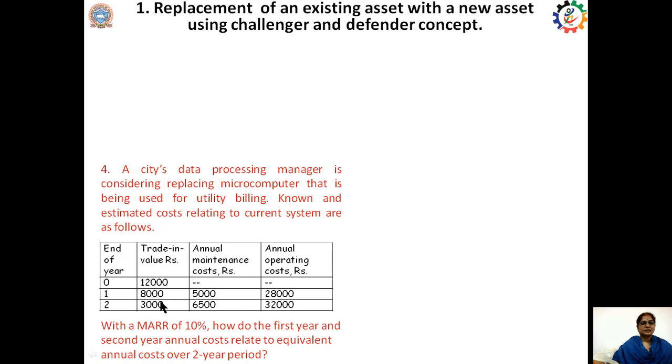But what are these trade-in values for first and second? Supposing the system is kept only for 1 year, at the end of 1 year if you sell, then resale value is 8,000. Then second year doesn't come into picture at all. Rather than that, if the machine is kept for 2 years and at the end of second year when you sell, it is 3,000.